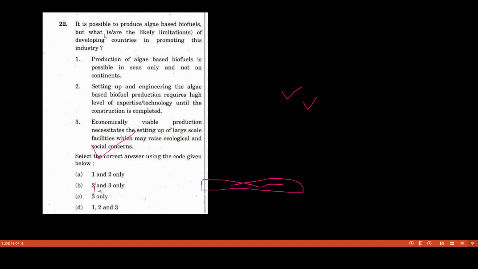Now again, it is possible to produce algae-based biofuels, but what are the likely limitations it is saying of developing countries and promoting the industry. Now it is saying the production of algae-based biofuels is possible in seas only and not on continent. So this seems to be a very extreme statement. So we can cancel this. And then we have 2 and 3 in our answer.